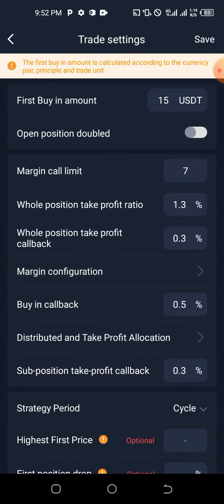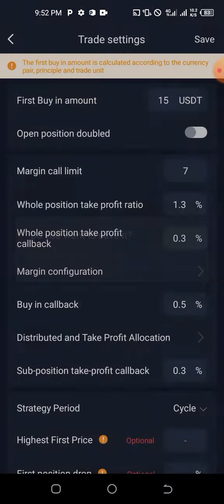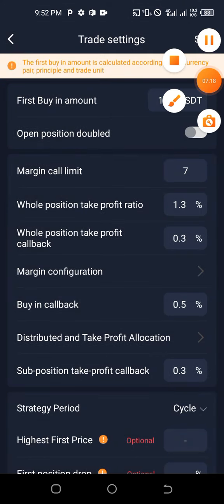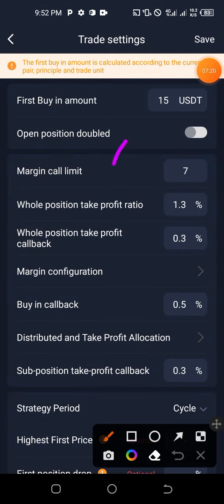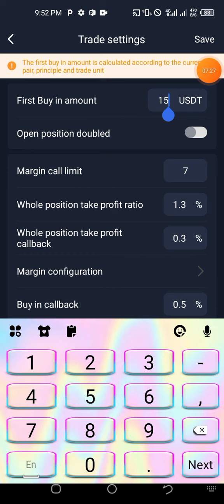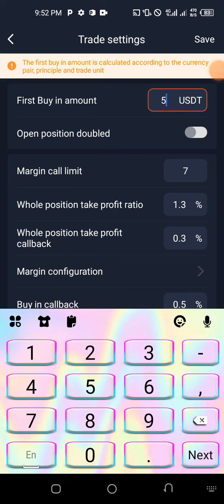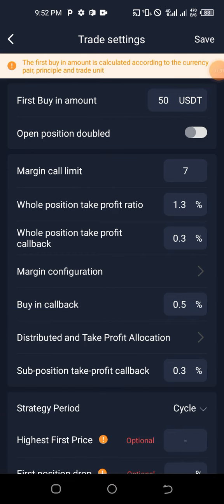So now you do this. Okay, come here on first buy, put your 50 there. Are we together? I'm putting 50. I'm buying with 50. First buy. Now margin calls.